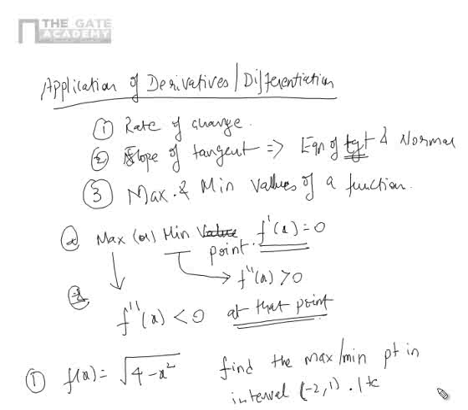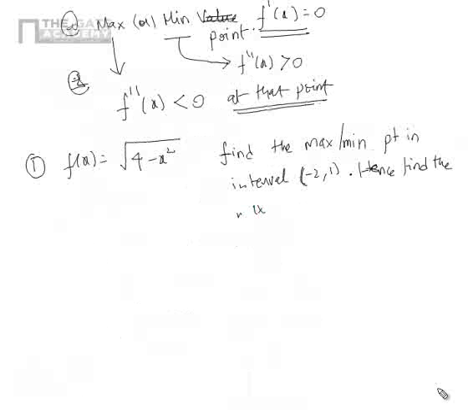Hence, find the maximum or minimum value of f of x. This is the question. The question is to find the point where the maximum or minimum is occurring, and hence he is asking you to find also the maximum or the minimum value of that f of x also.